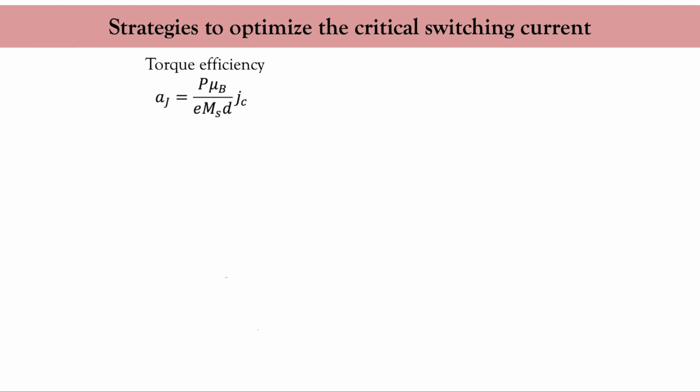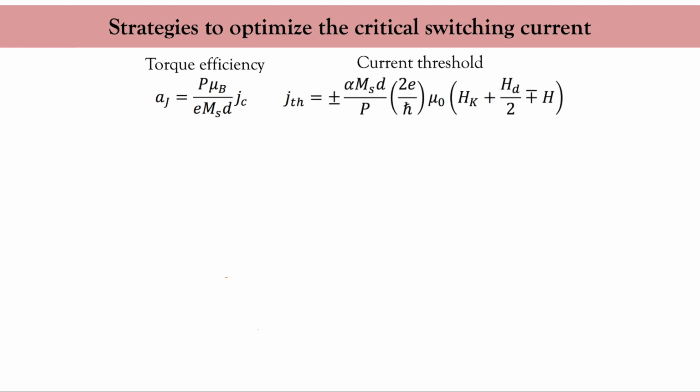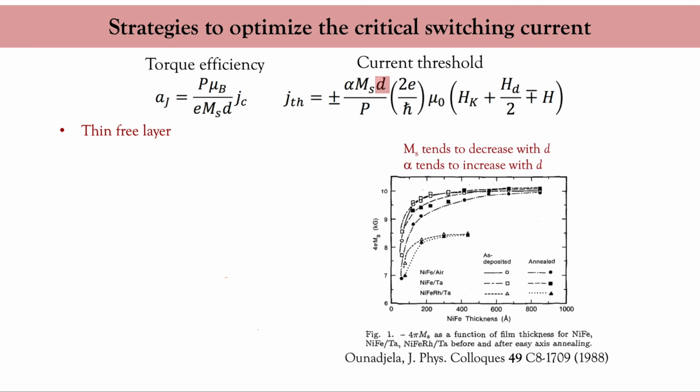The torque efficiency is given here, as we have seen previously, and the critical switching current is given by this formula. Let's scrutinize this expression. First, you see that the critical switching current is proportional to the thickness of the ferromagnet. The thicker the ferromagnet, the more current you need to switch its magnetization. Therefore, you should look for a material that can be as thin as possible.